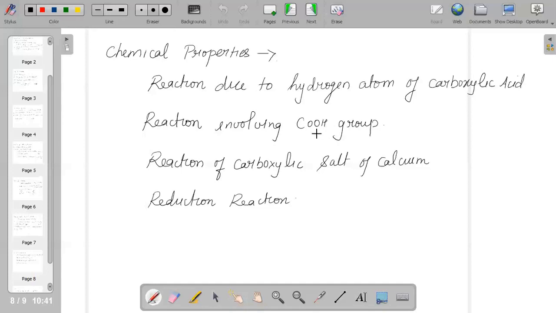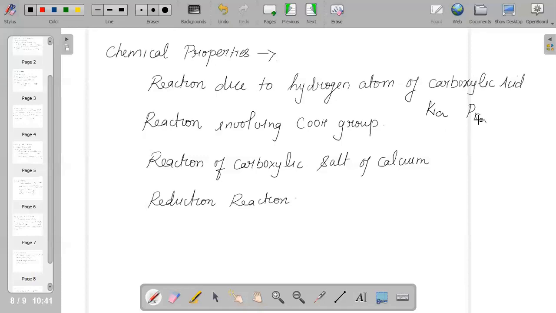So based on it, if we talk about the acidic character, by the Arrhenius or Bronsted concept, carboxylic acid is regarded as acidic in nature. When we try to say which acid is stronger and which is weaker, it depends totally on the value of Ka. Higher the value of Ka, stronger will be the acid. Higher the value of pKa, weaker will be the acid.